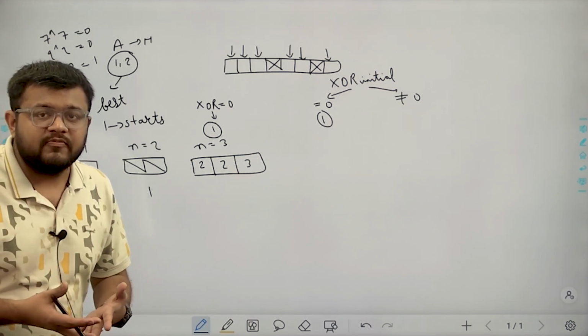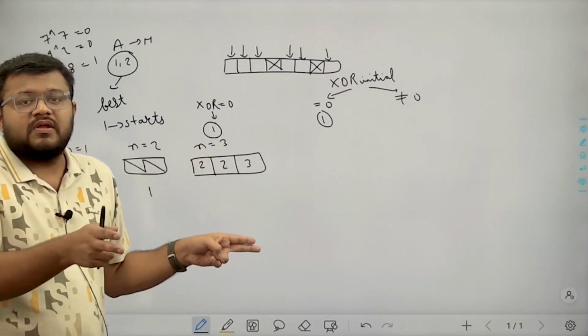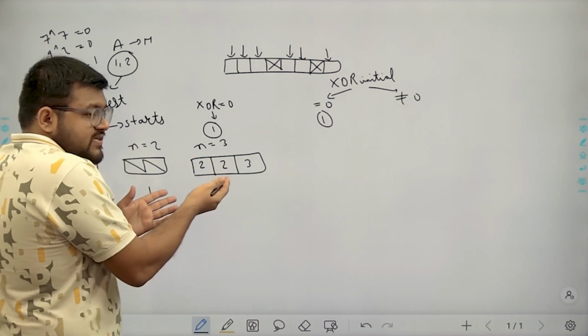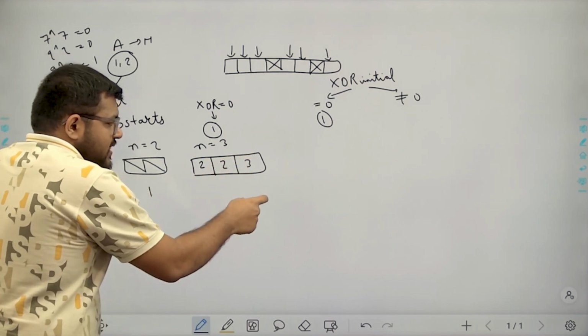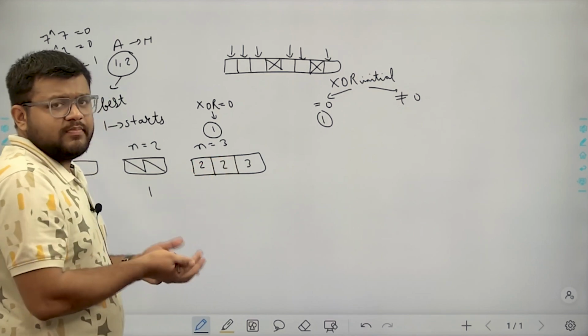What will player 1 prefer? It will prefer to remove an element such that the XOR of the remaining elements is not 0. So in this example, it was possible to remove an element such that the XOR of the remaining elements is 0. In some examples, it might not be possible.